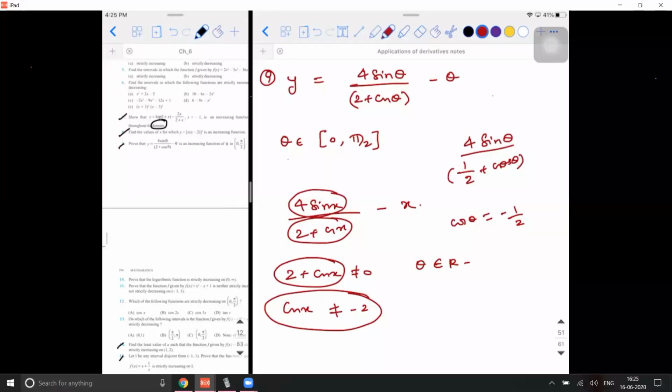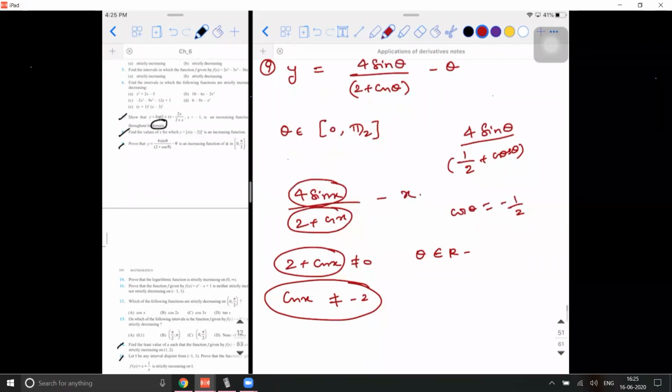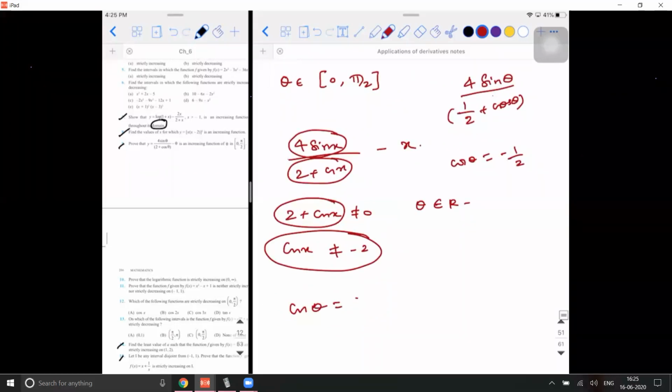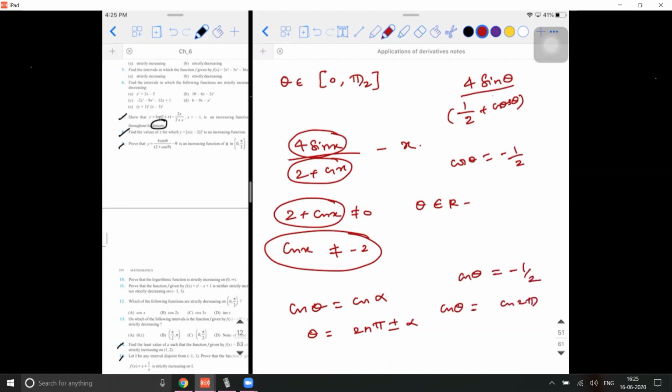2 pi by 3 and pi plus pi by 6. Cos theta is equal to cos alpha. What is the general solution? Theta is equal to 2n pi plus or minus alpha. If cos theta is equal to minus half, then cos theta will be equal to cos 2 pi by 3. Then the general solution is 2n pi plus or minus 2 pi by 3. That is the domain. You can substitute any real number except 2n pi plus or minus 2 pi by 3.